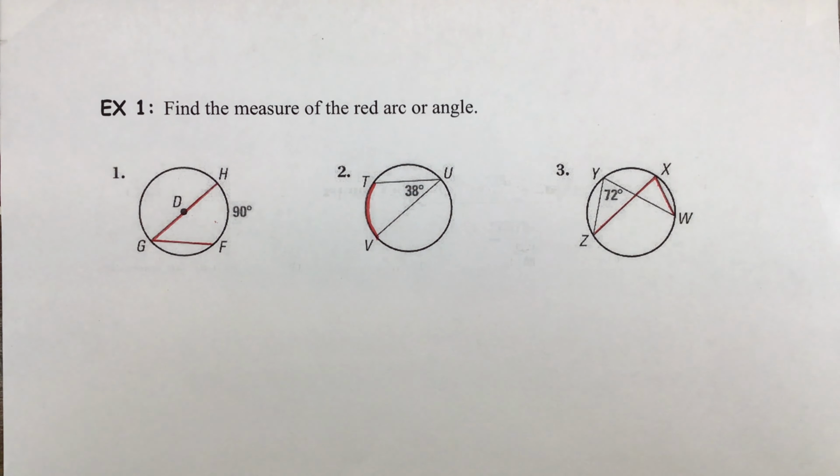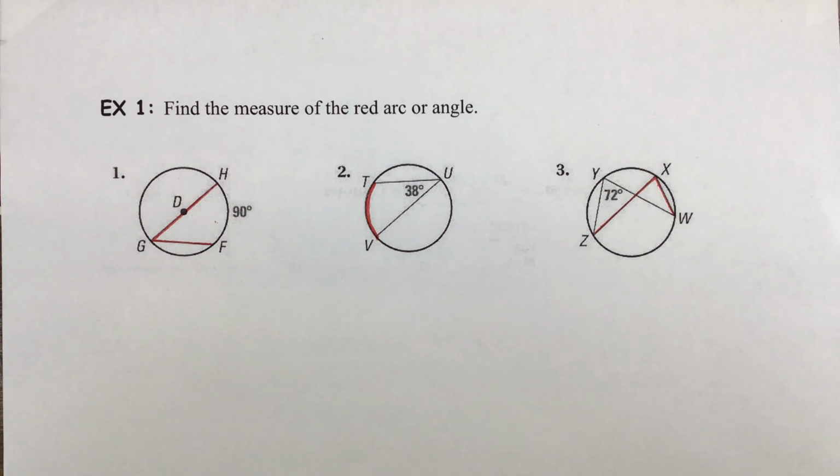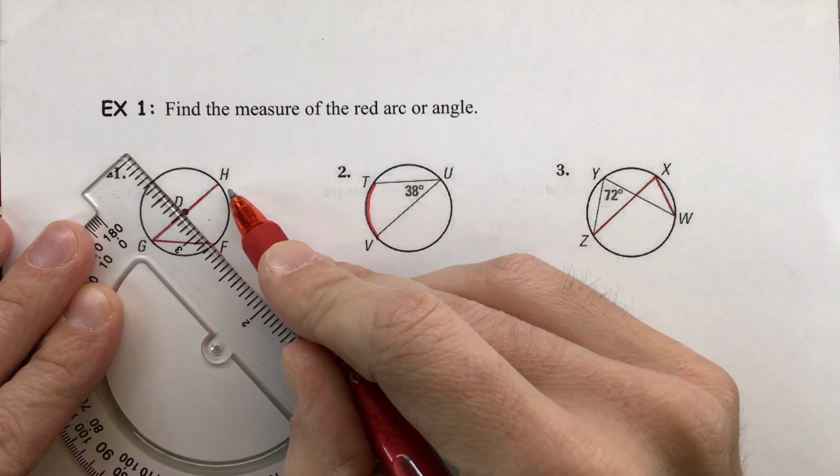For example 1, we're going to find the measure of the red arc or red angle that we have here. In the first picture, we've got a red angle. That's going to be angle G that we're looking to figure out its size. It's an inscribed angle and it intercepts the arc HF, which is valued at 90 degrees. Now what we don't see in the picture is a central angle. But if we were to draw one, I could connect from D to F, which you can see appears to be a 90-degree angle.